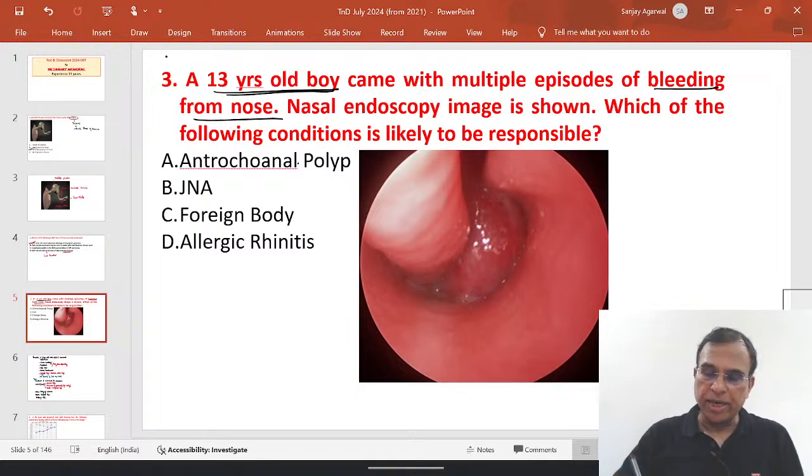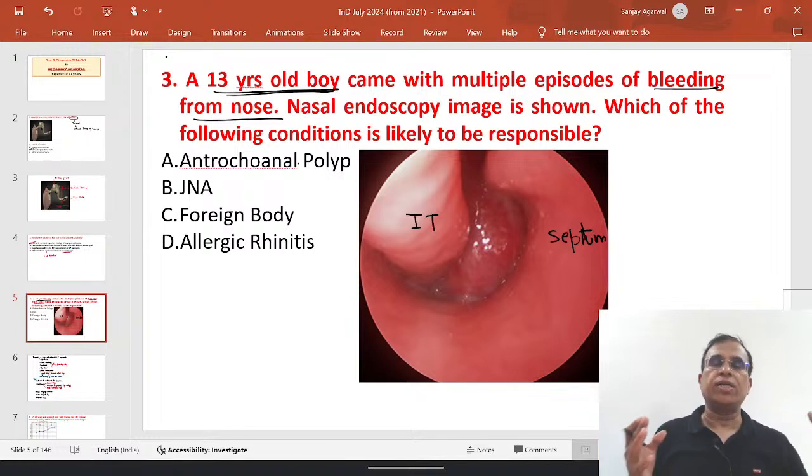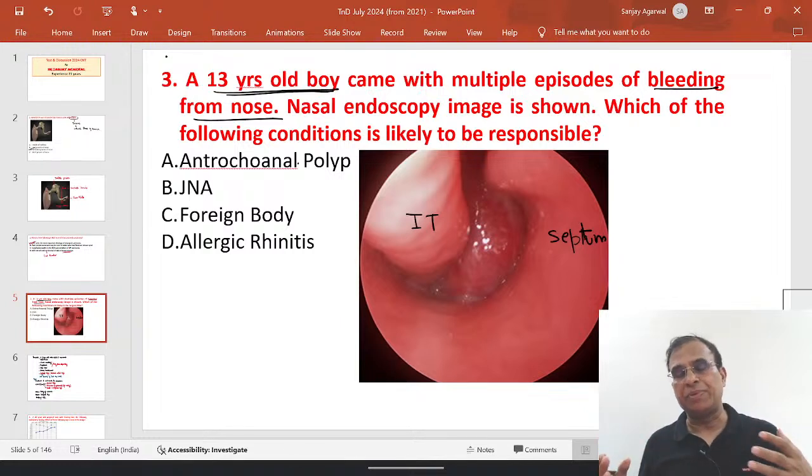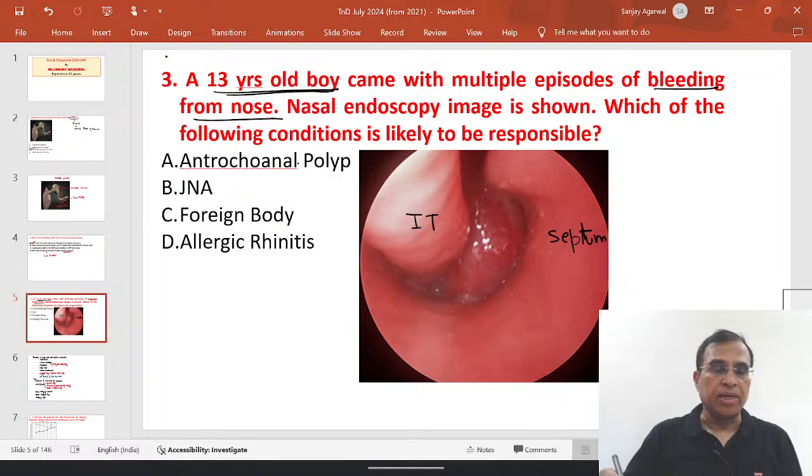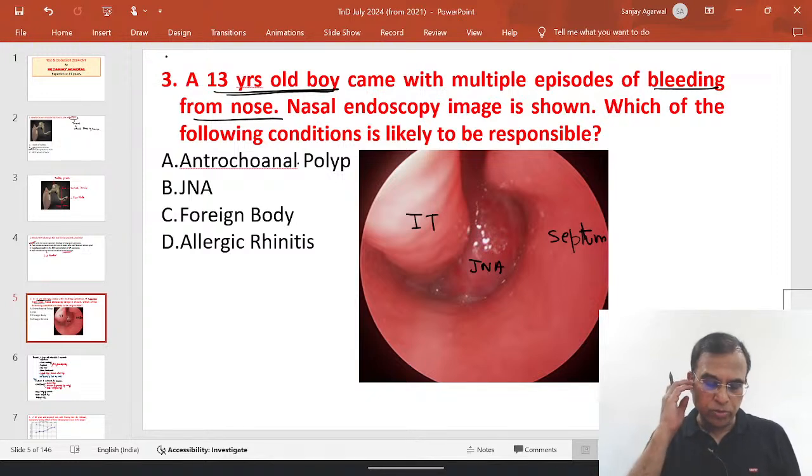Inferior turbinate. IT is the inferior turbinate, and this is the septum. So obviously in the nasal cavity, one side you can see turbinates, one side you can see nasal septum, and between the 2 things there is a nasal cavity, and between these 2 there is a mass, and this mass is in the posterior part of the nose, and this is called juvenile nasopharyngeal angiofibroma, right? So that's how you get this answer, easy.